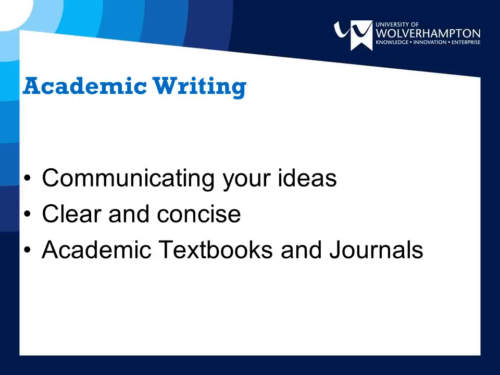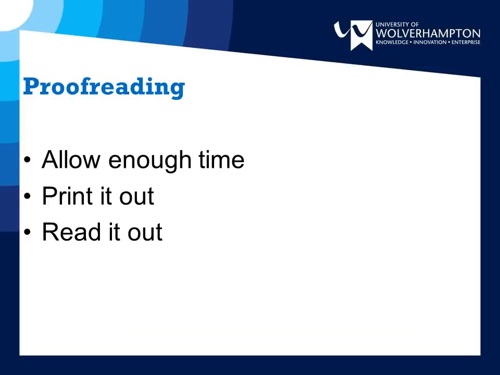Academic writing is about communicating your ideas, so the language you use should be clear and concise. You don't need to use long and complicated words. Academic textbooks and journal articles provide examples of the type of writing your lecturer is expecting from you. Spelling, typing and grammatical errors can lose you marks. Make sure you allow enough time to proofread your assignment. The best way to proofread is to print it out and read it out.